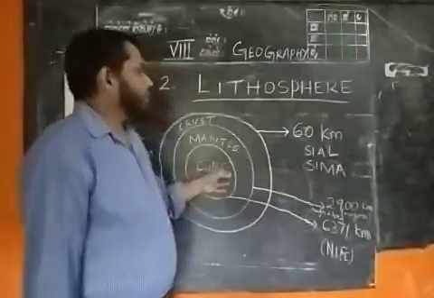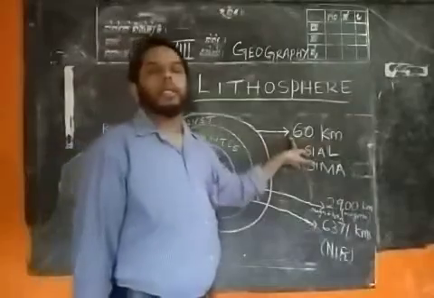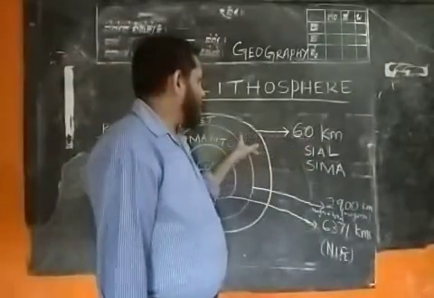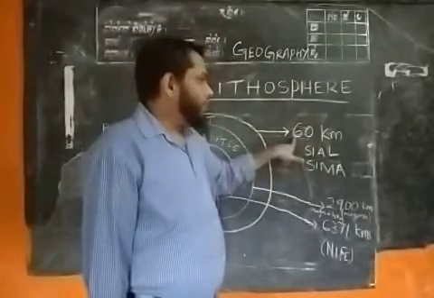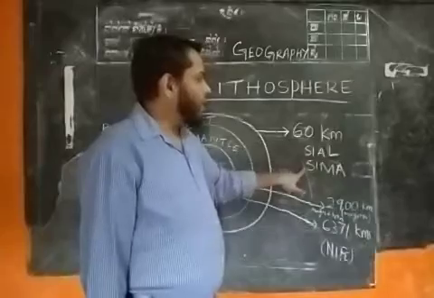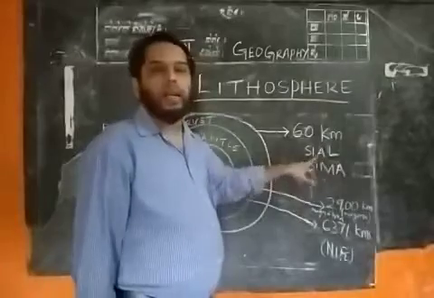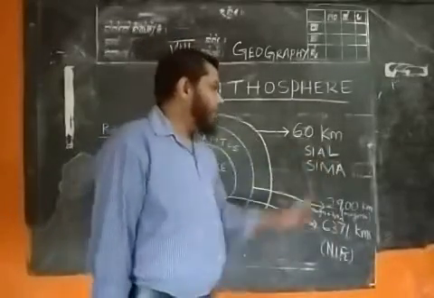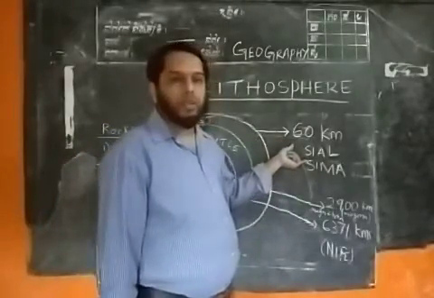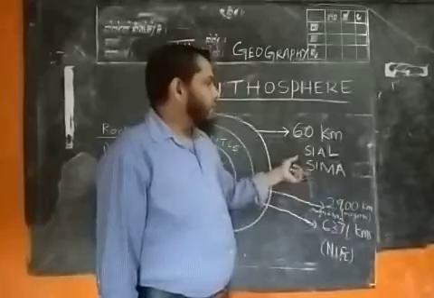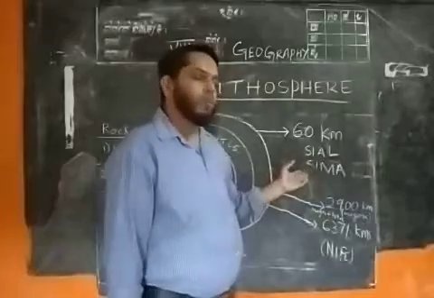Here you can see the depth of the crust is approximately 60 km. From here to here the depth is 60 km. Sial and Sima are the combination of this crust region. Sial means silica and aluminium. This is the land region. And Sima is silica and magnesium, in short we call it Sima.